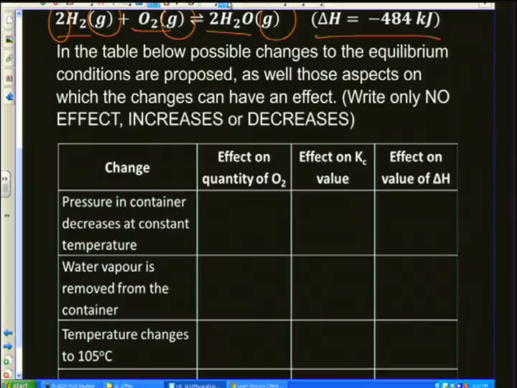It says in the table below, possible changes to the equilibrium conditions are proposed, as well as those aspects on which the changes can have an effect. Write down no effect, increase, decrease. So guys, it's important when you're reading your June exam paper. If they give you a question like this, don't give them an essay. Teacher wants to know increase, decrease, no effect. Give it to them like that.